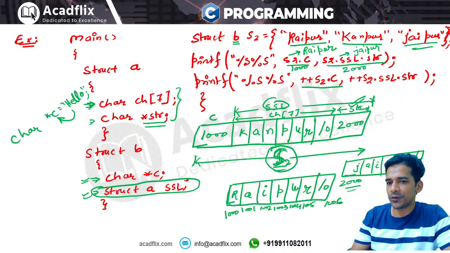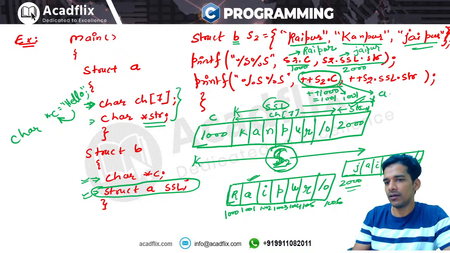So what is the meaning of s2.c? s2.c means this particular member. s2 is this structure and the member c is this part. That means it will give you 1000. Then you are saying plus 1000, that means 1001. So this will evaluate to 1001, right? So you will start printing the string from 1001, that is from A. So you will print AIPUR. This means the first statement will print AIPUR.